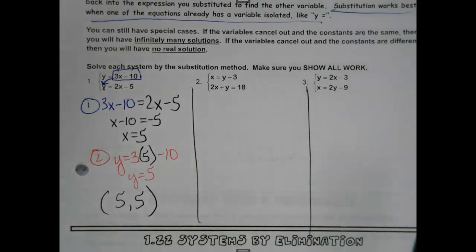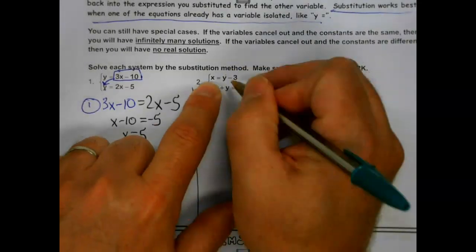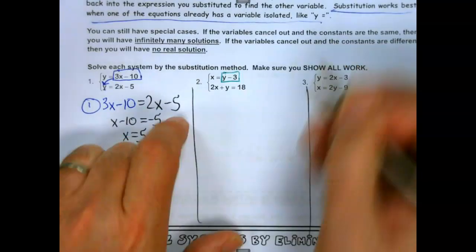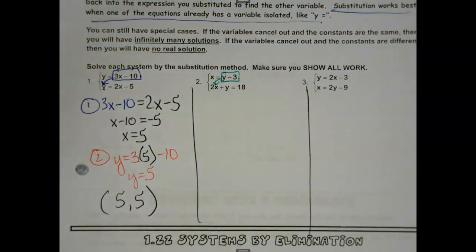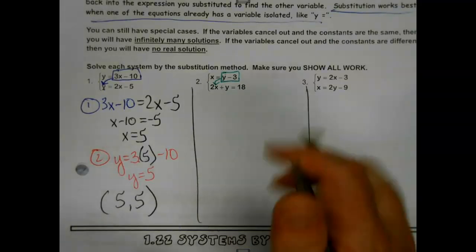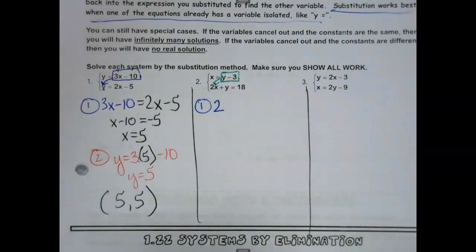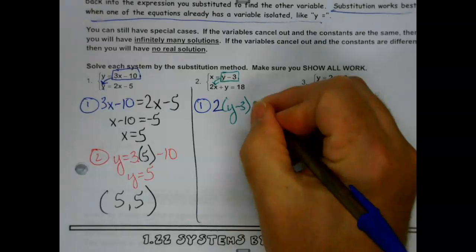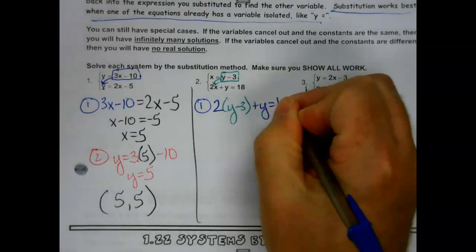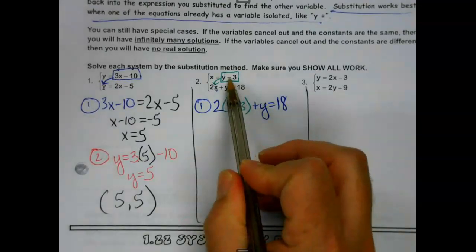And the variable that you use can change. Here, I see an x equals. So I'm going to use what x equals, and I'm going to plug it in for x in the next equation. Make sure you plug it into the right spot. So 2, the 2 didn't go away. Y minus 3 plus y equals 18. The only thing that changed is x went bye-bye and got replaced by what's in the box.